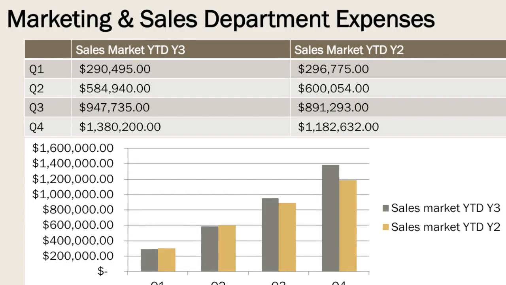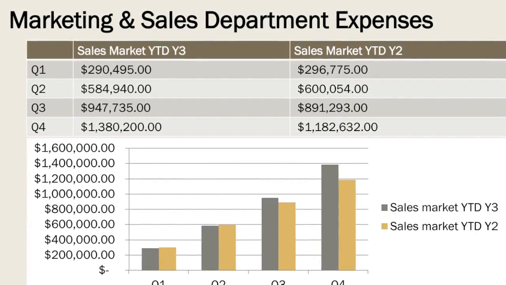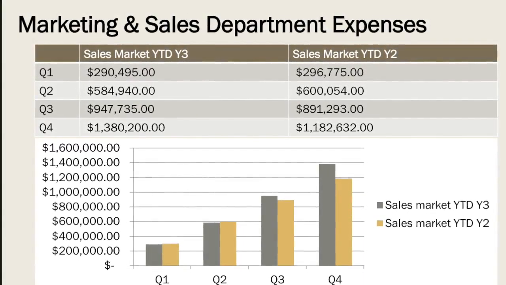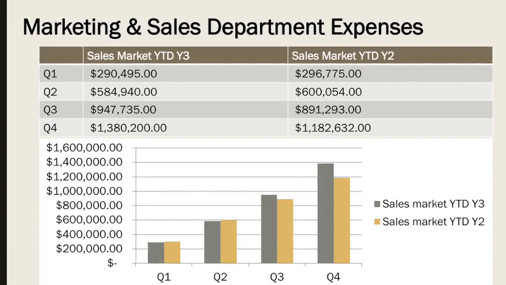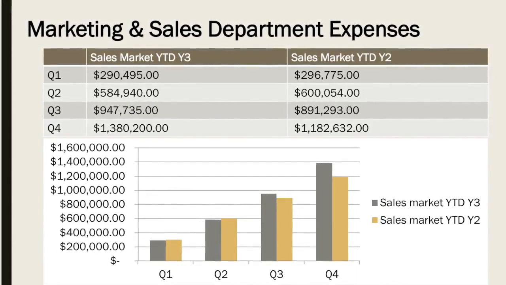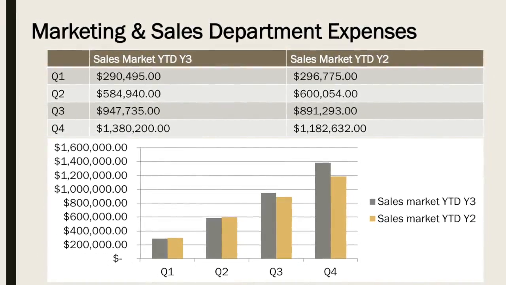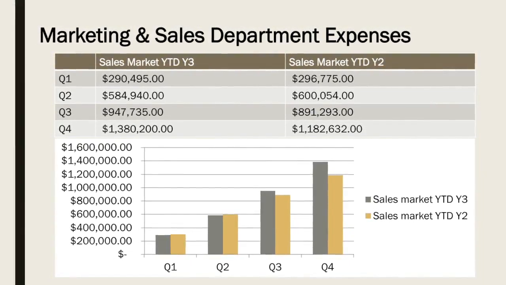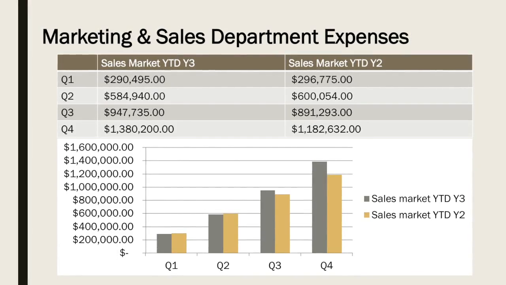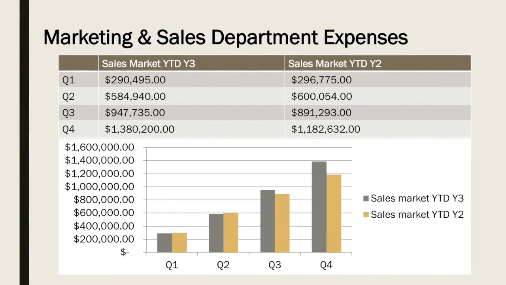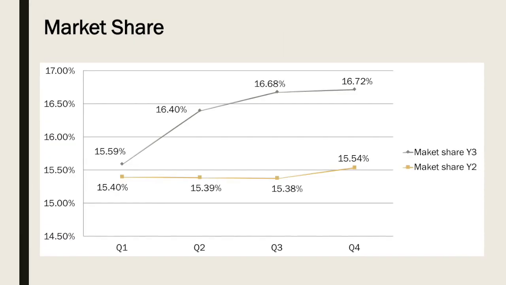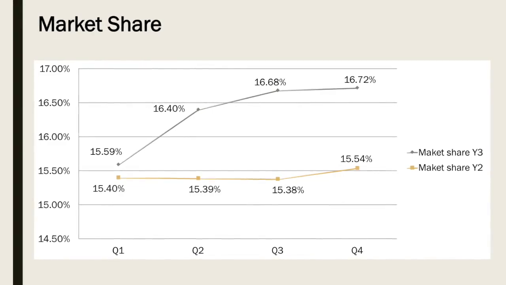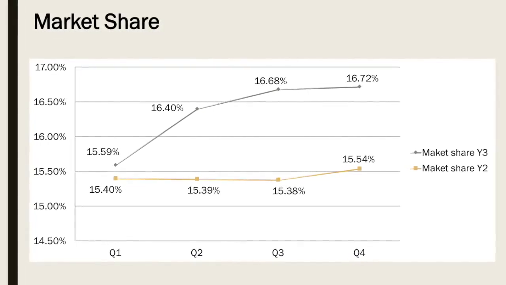For our marketing and sales department expenses, you can see from the table and also the graph, in quarter 1 and quarter 2, our investment is not that much, even lower than last year. But in quarter 3 and quarter 4, we increased our investment in the marketing and sales department much more. After we invested more money, you can see the obvious influence on the market share.